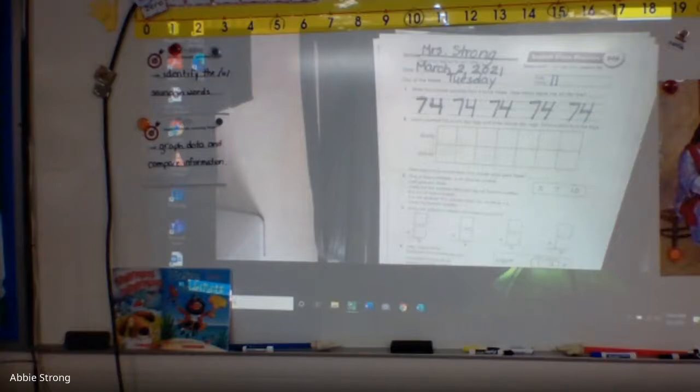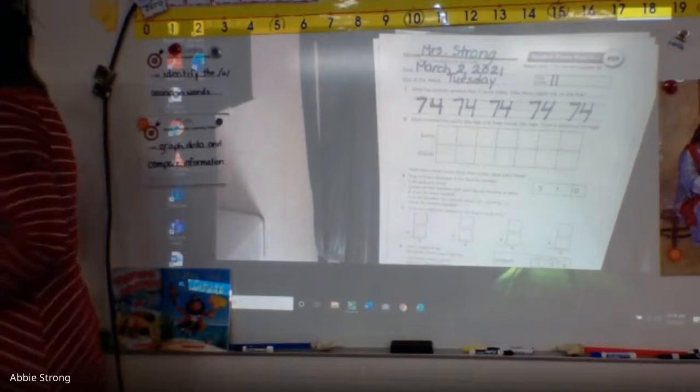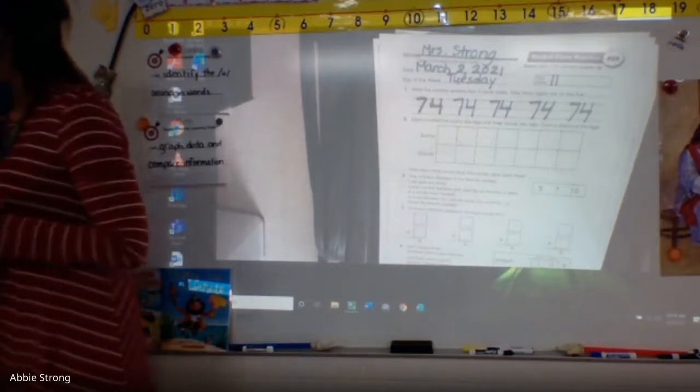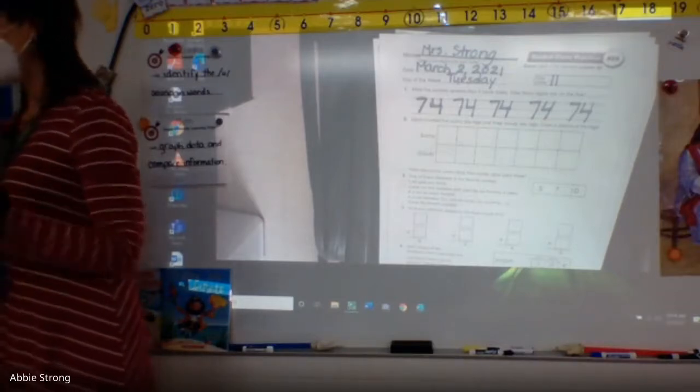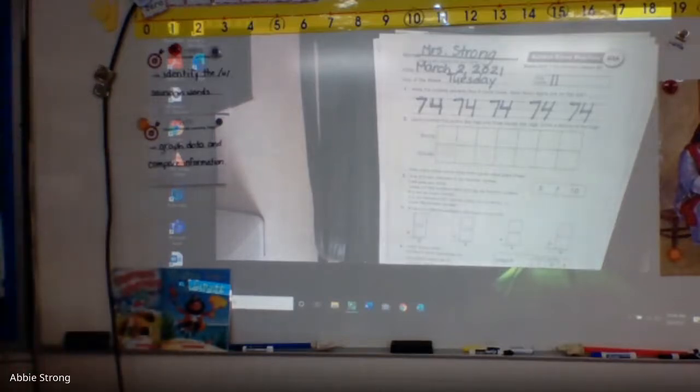All right, we're gonna get going. Let's look at number 2. Here is our graph, just like we did when we were graphing the people that are in our family. It says Jason counted 5 sunny day tags and 3 cloudy day tags. Draw a picture of the tags.